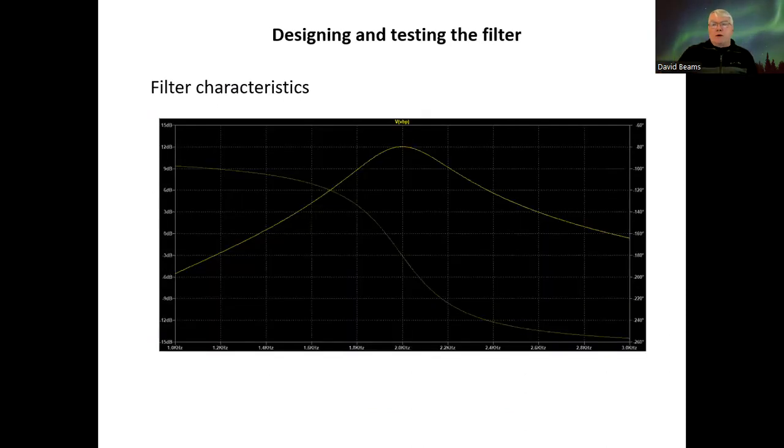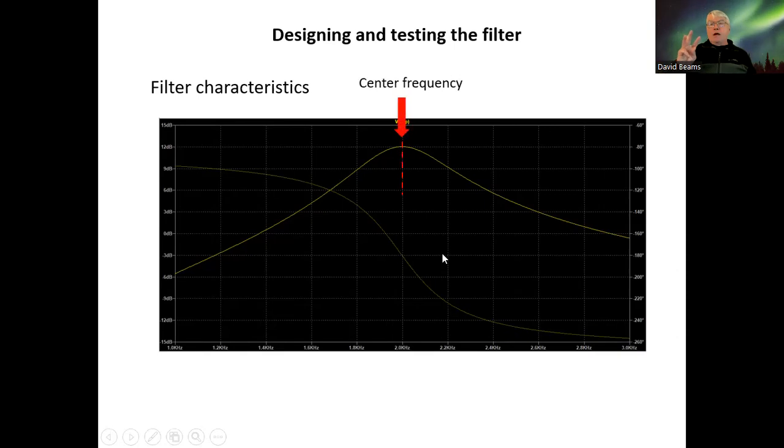Here's a frequency response graph of a bandpass filter. One thing I want to point out is typically when we are looking at the frequency response of narrow band filters like bandpass or band reject filters, instead of a logarithmic frequency scale, we use a linear frequency scale. And in this case, this graph was done with a linear frequency scale from 1 kilohertz to 3 kilohertz.